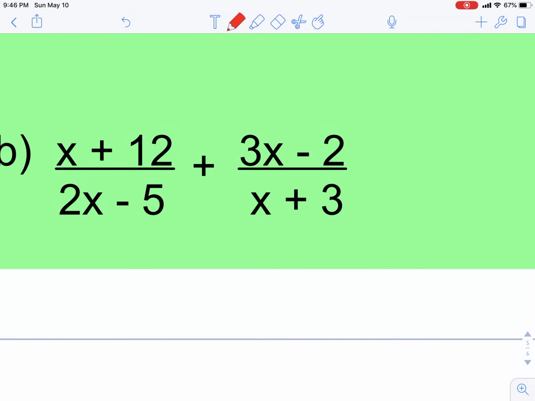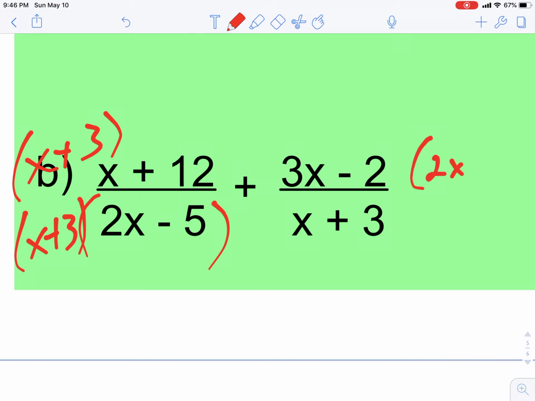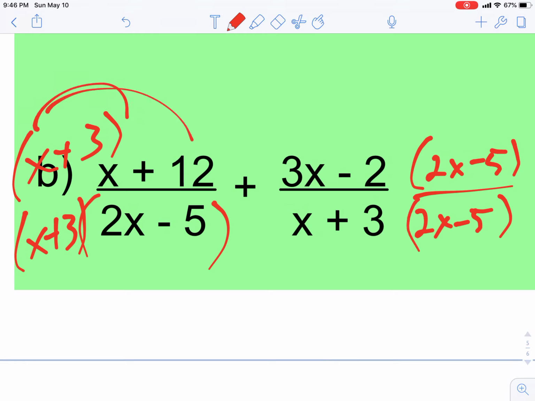Same thing, they don't have anything in common, so this side's going to get multiplied by x plus 3. This side's going to get multiplied by 2x minus 5. And then this is where we're going to have a little bit of work to do, right? So we got x, distribute the x into both, again, because we're following x squared plus 12x plus 3x plus 36.